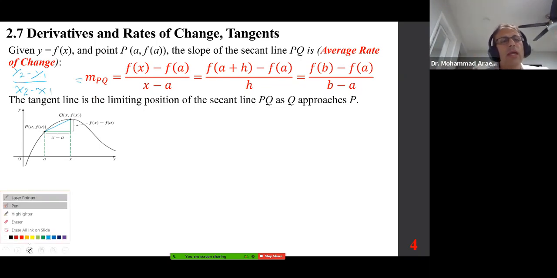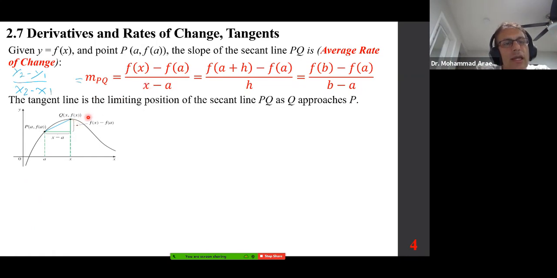Now, if we represent this, this is a, this is x. So we represent this pair with a comma f of a, and this one x comma f of x. So y sub 2 minus y sub 1 becomes f of x minus f of a. And then x sub 2 minus x sub 1 becomes x minus a, or this distance. This is the run, this is the rise. This is x minus a, also known as delta x.